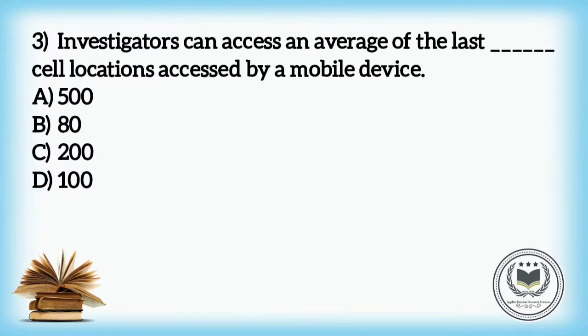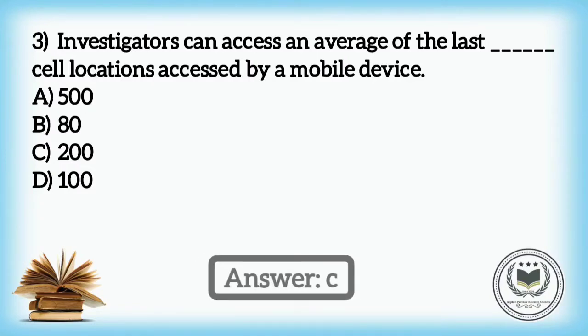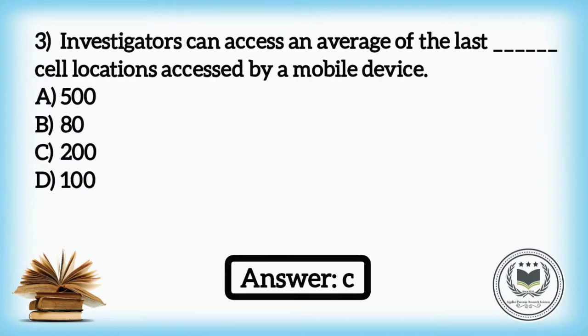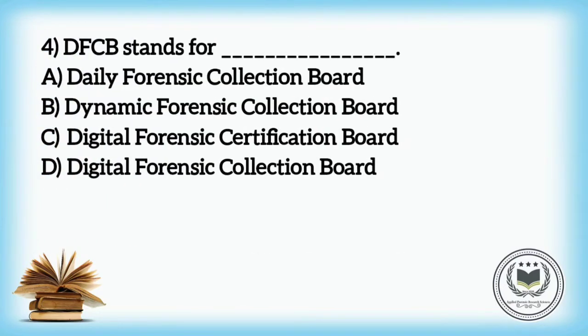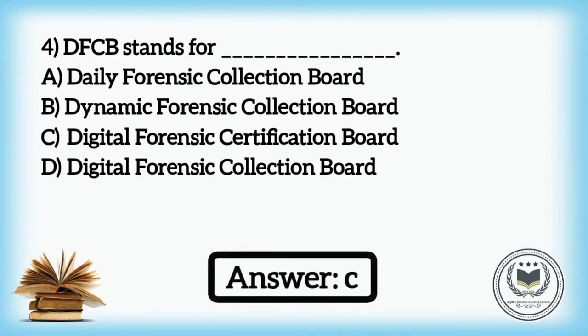Third question. Investigators can access an average of the last dash cell locations accessed by mobile devices. A. 500, B. 80, C. 200 or D. 100. The correct answer is C. 200. Fourth question. DFCB stands for Daily Forensic Collection Board, Dynamic Forensic Collection Board, Digital Forensic Certification Board, or D. Digital Forensic Collection Board. The correct answer is C.